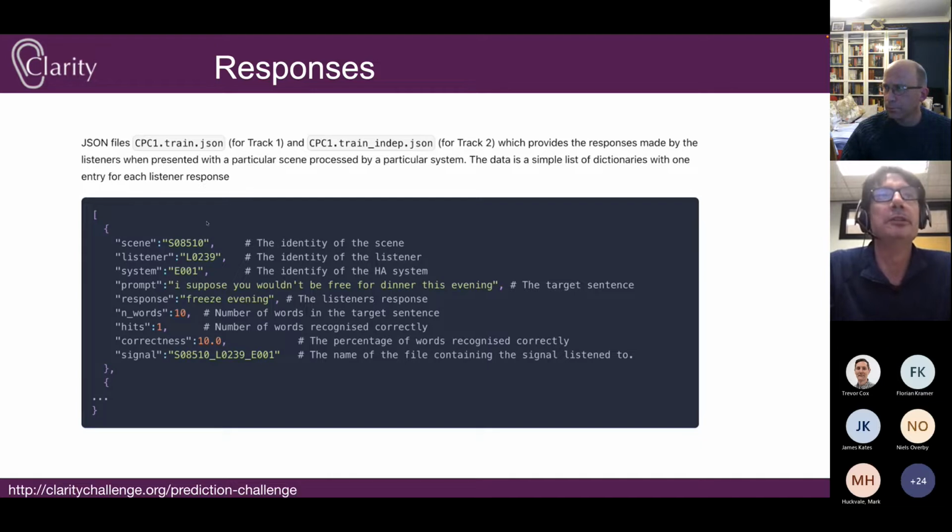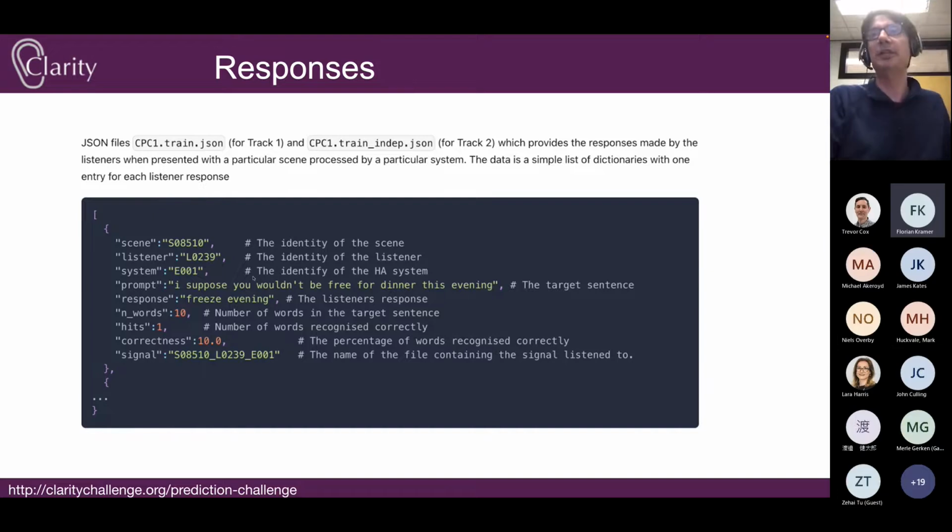If you look inside the file, you'll find a big long list of dictionaries. Each entry here is a listener response pair. For that pair, you'll see the scene identity, what the scene was, the listener identity, who the listener was, and the system, which system processed the signal. Then you'll see the prompt, which is the words that were in the original signal. So this is, "I suppose you wouldn't be free for dinner this evening." And then you'll see the response that the listener made, which in this case was just "freeze evening."